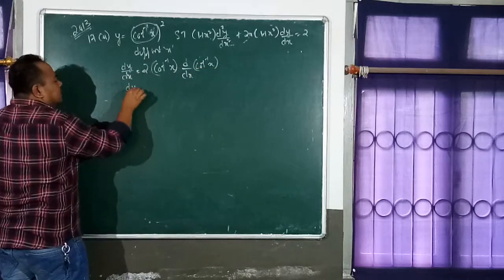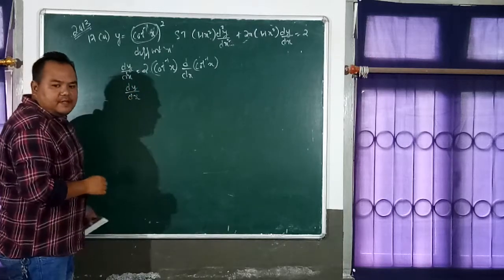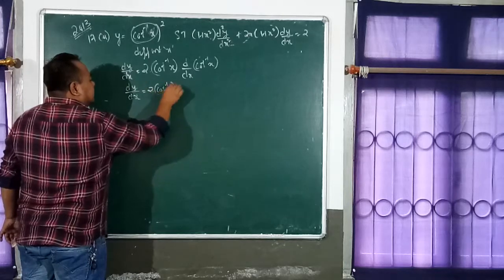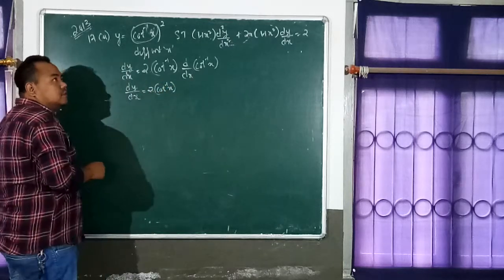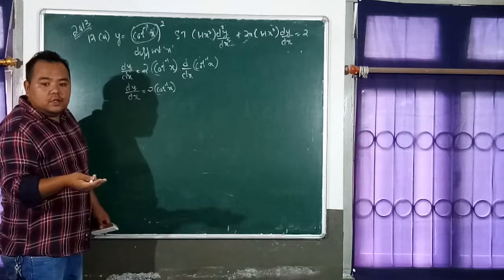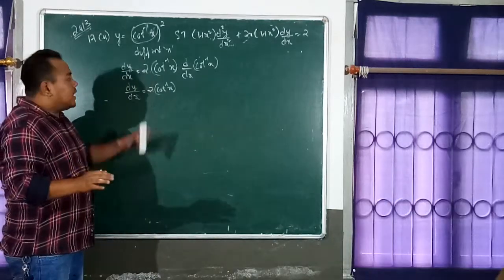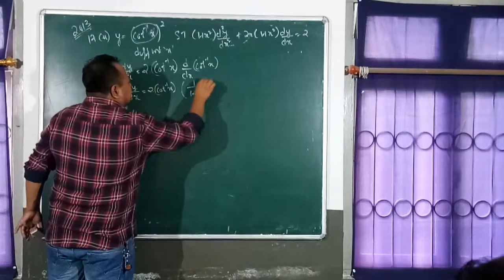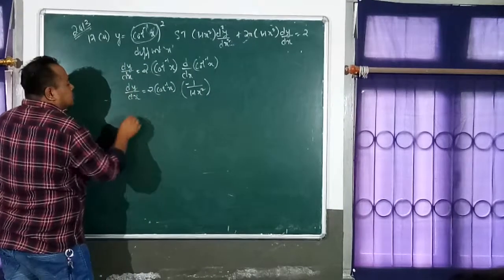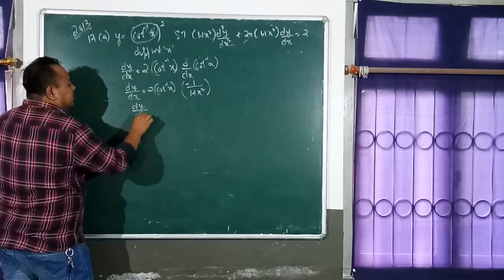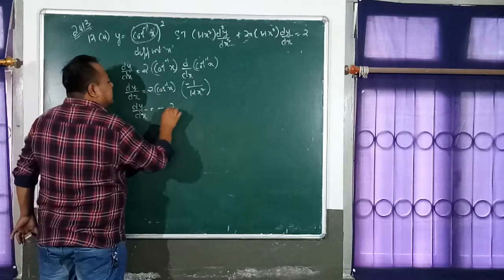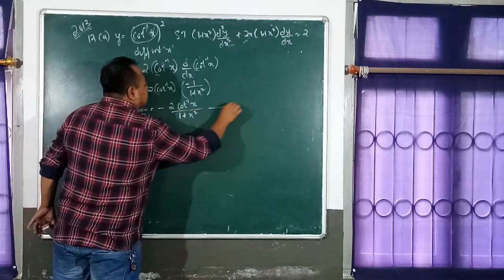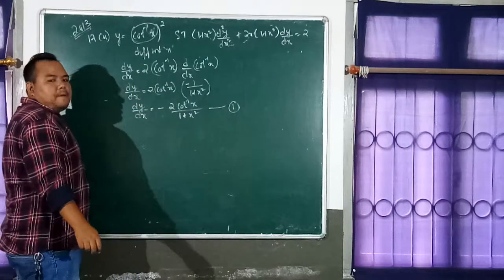Next, dy by dx equal to 2 cot inverse x. Can anyone tell me what's the differential of cot inverse x? Tan and cot. What's the differential of tan? It is 1 divided by 1 plus x squared. And what's the differential of cot? It is the same thing, that is 1 divided by 1 plus x squared. It's just that there's a minus sign. So what are you getting dy by dx to be? You are getting dy by dx to be minus 2 cot inverse x divided by 1 plus x squared. So this is the first part.